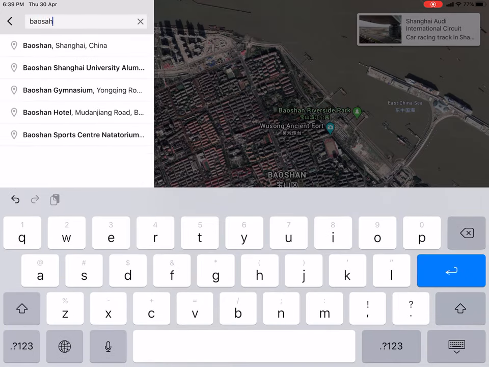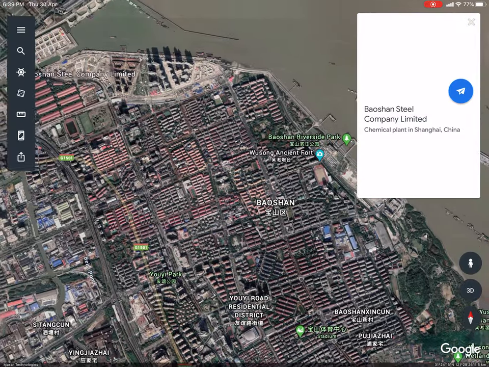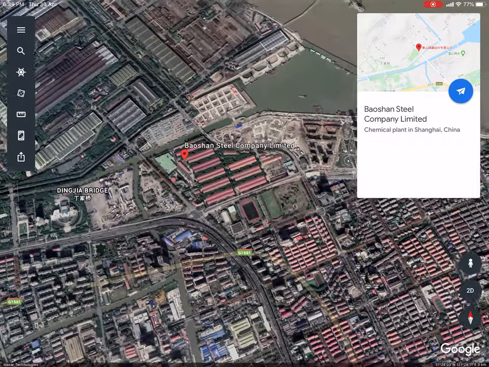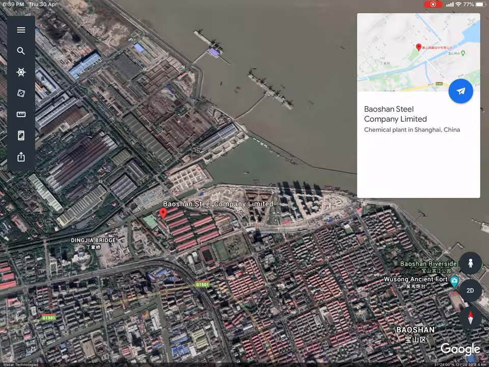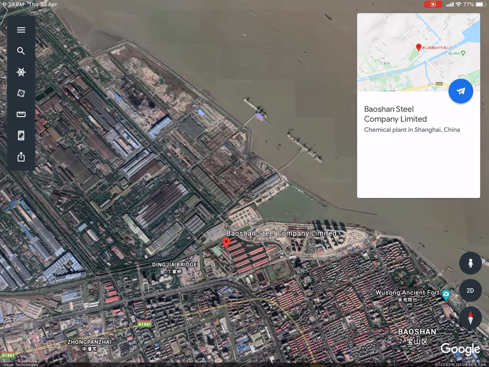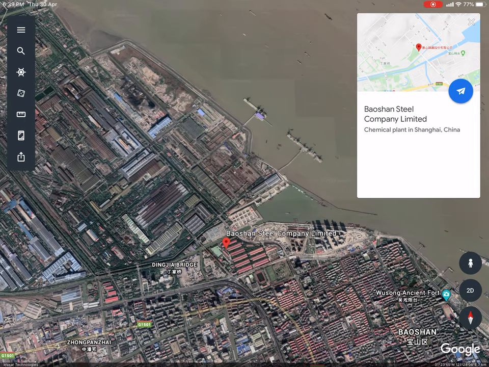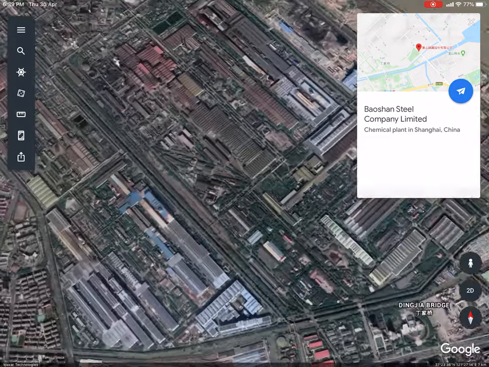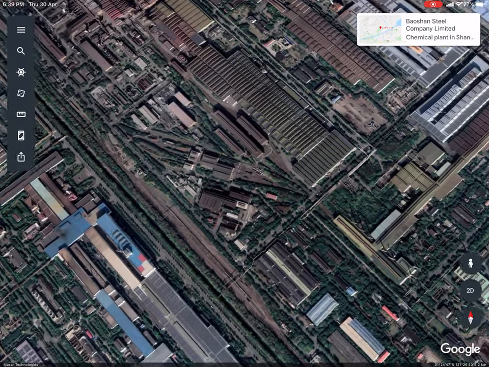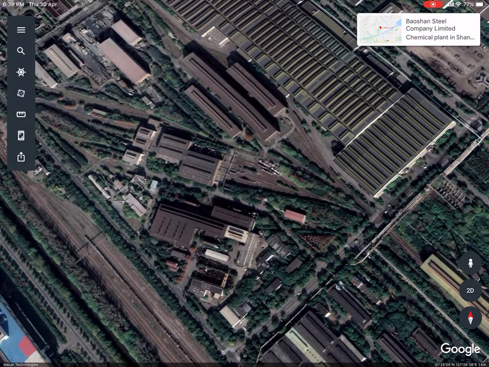Bao San Steel Company. Oh, right here. Okay. It's still here. The development is still keen. You can see a large piece of land is used for the steel company. You can see they even use the railway to transport the steel.